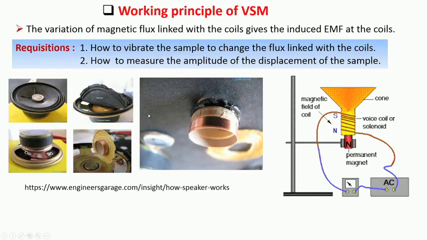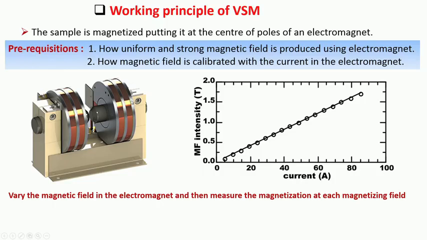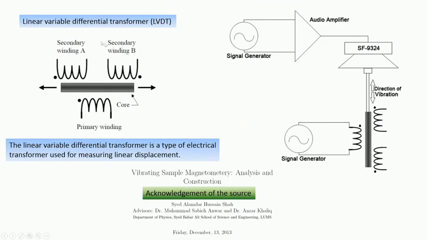Here another part is there: one has to find out the amplitude of this vibration, how much it should be. So there should be a mechanism to measure or calibrate the amplitude of the vibration, because this will vibrate with the loudspeaker, but depending on the amplification of the loudspeaker, the amplitude will vary. How much amplitude you want depends on the detection coil size, etcetera. So one has to calibrate. For that, one sensor is used, called a linear variable differential transformer. The principle is also not difficult, but this part you do not know.